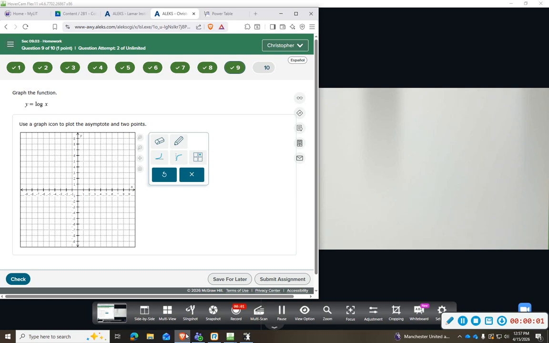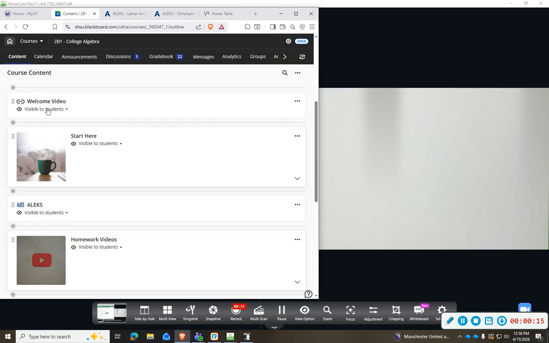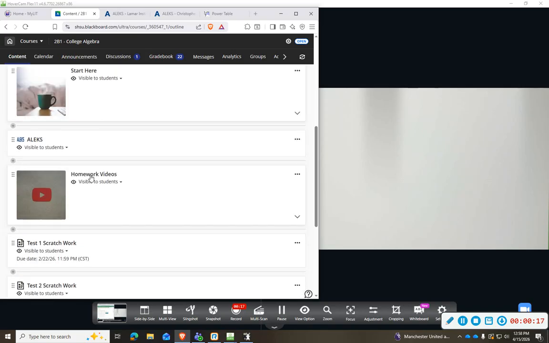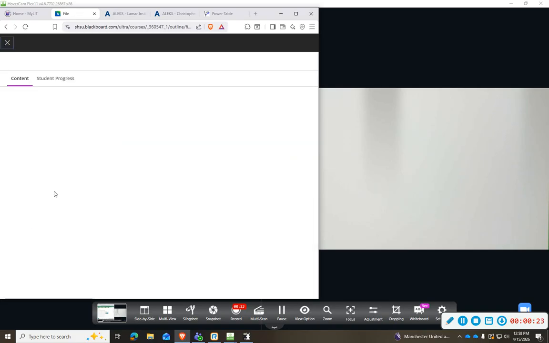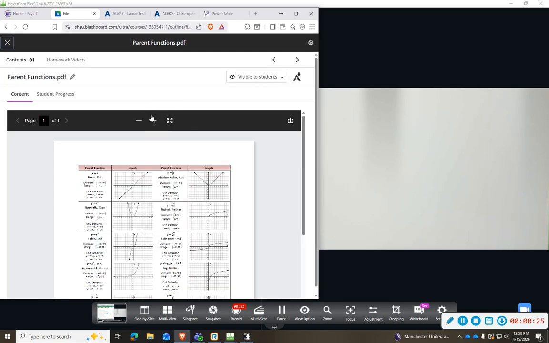All right, question number 9. We want to graph the function y equals log x. And it says we're going to use the graph icon to plot the asymptotes in 2 points. So in our course, we do have, again, the parent functions. It's in the videos. There's 2 of them, but I'm just going to go to the parent function PDF document.